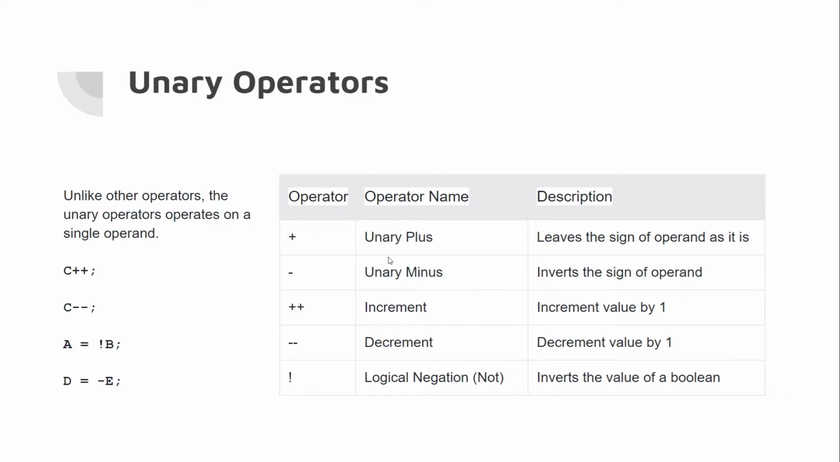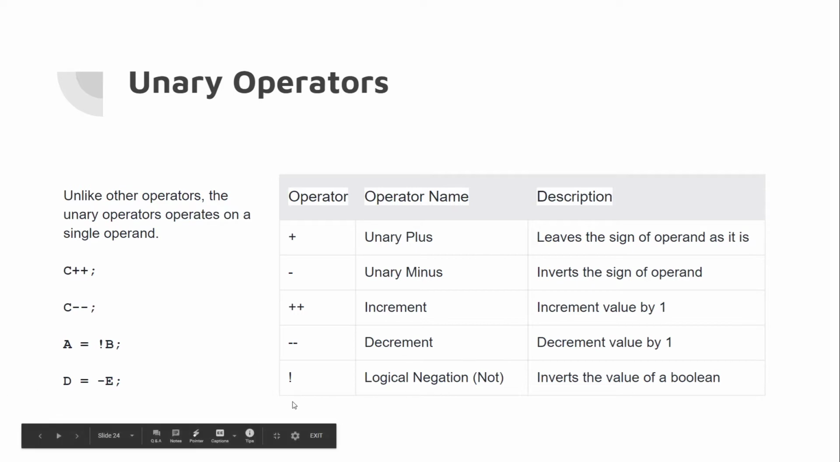Unary plus really doesn't do much of anything. Unary minus will invert the sign of an operand. So if you said minus C and C happened to be positive, it would then become negative. Then you also have logical negation, which will negate. If something was true, it'll make it false. If something was false, it would make it true.